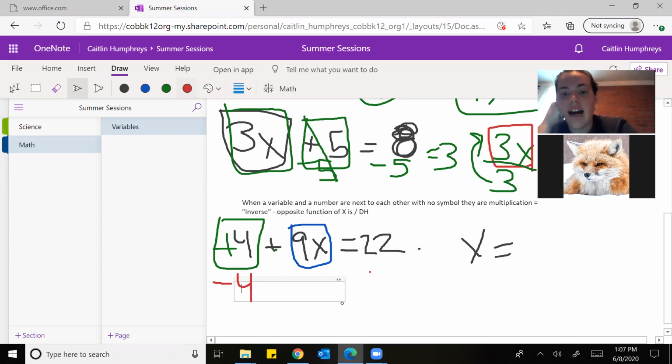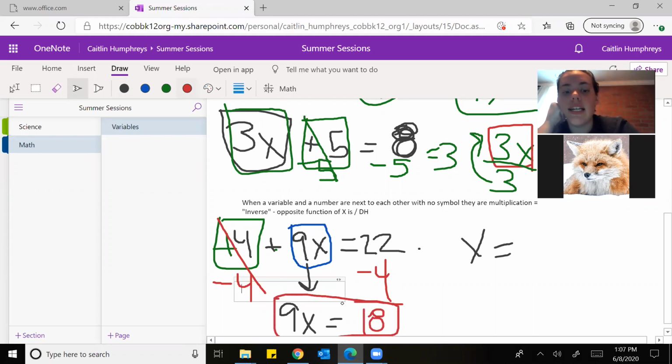What I do to one side, I have to do to the other. So if I have $4 and I spend $4, I now have no dollars. And I bring down my 9x because I didn't do anything with him. What I did to one side, I had to do to the other. So 22 minus 4 is equal to 18. So now my new equation is 9x equals 18.